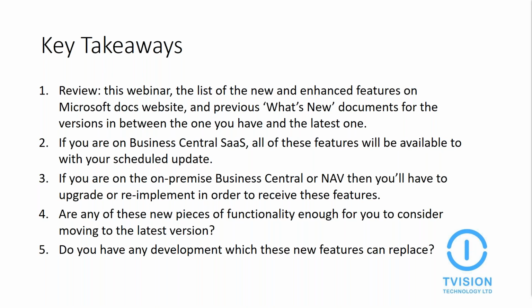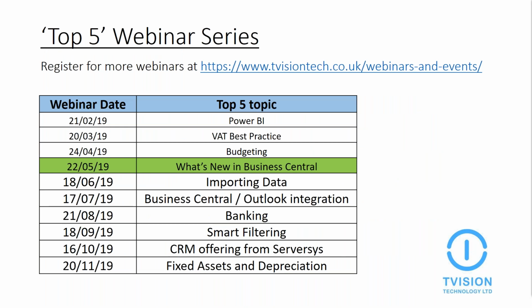Now, if you're on Business Central SaaS, all these features will be available to you with your scheduled update. And if you're on premise, Business Central or Nav, then you have to upgrade or re-implement in order to receive these features. So a question for you. Are any of these new pieces of functionality enough for you to consider moving to the latest version? And finally, do you have any development work which these new features can replace? If you'd like to have a more detailed discussion about what's new in Business Central or moving to the latest version, then please feel free to get in touch.